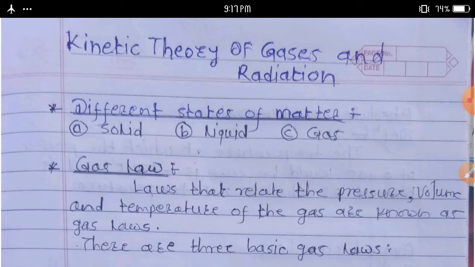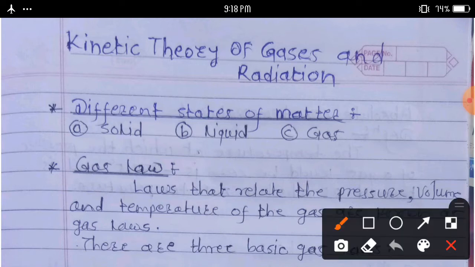Can you recall some basic concepts in this chapter? First one, what are the different states of matter? There are three states of matter. First one is the solid state, second one is the liquid state, and third is the gas state. Solid, liquid, and gases are different states of matter.